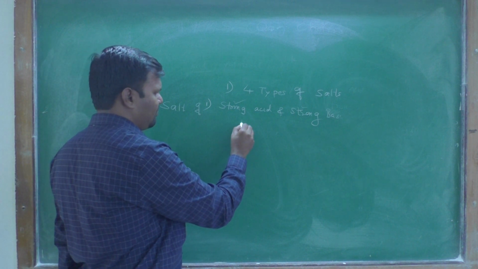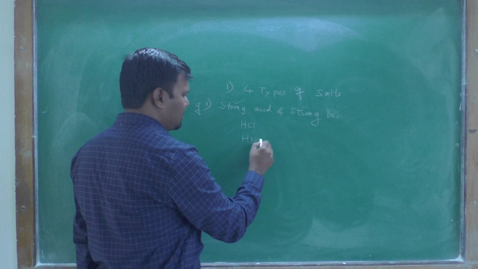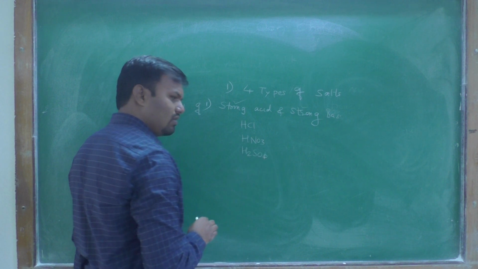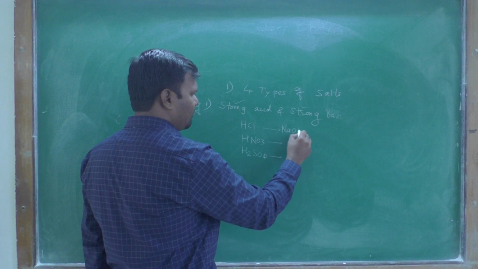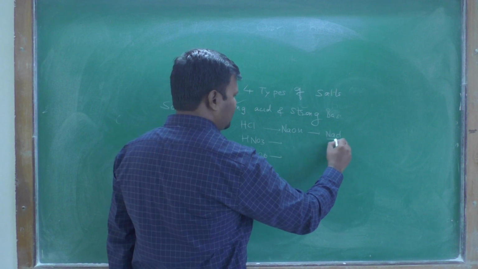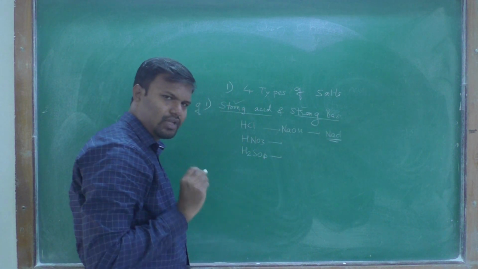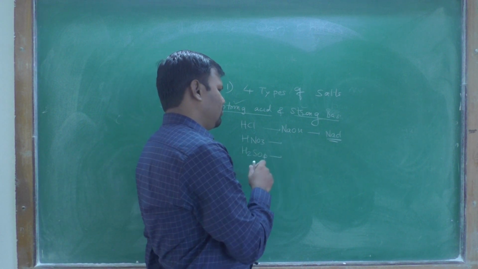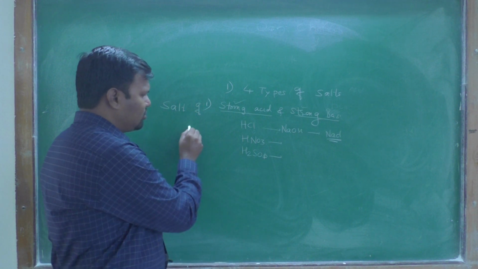Suppose we have HCl as a strong acid, or HNO3 is a strong acid, or H2SO4 is a strong acid. Then when you add HCl to NaOH, the salt obtained is called the salt of a strong acid and a strong base. Then HNO3 mixed with NaOH or KOH, the strong bases. KOH is also a strong base.